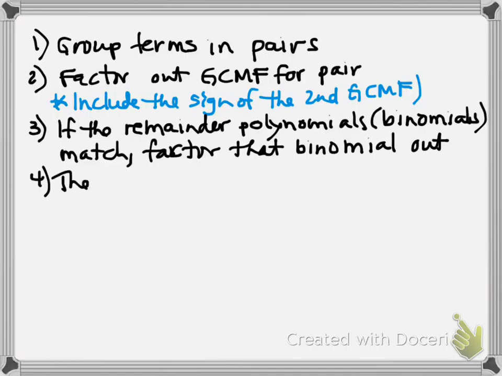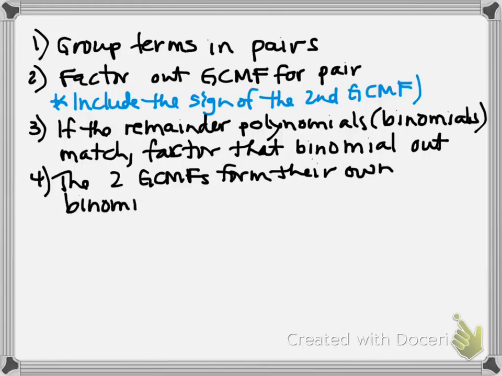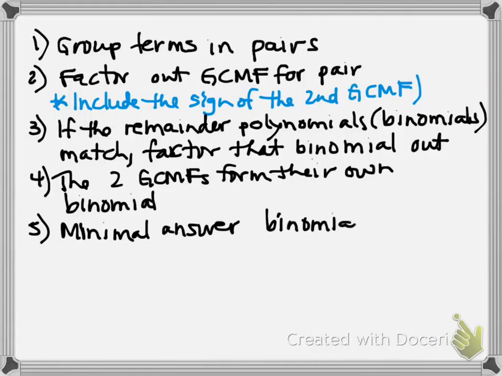And the two GCMFs form their own binomial. So we should end up with minimally a binomial times a binomial. Okay, there's other things that could occur that would make our answer longer.